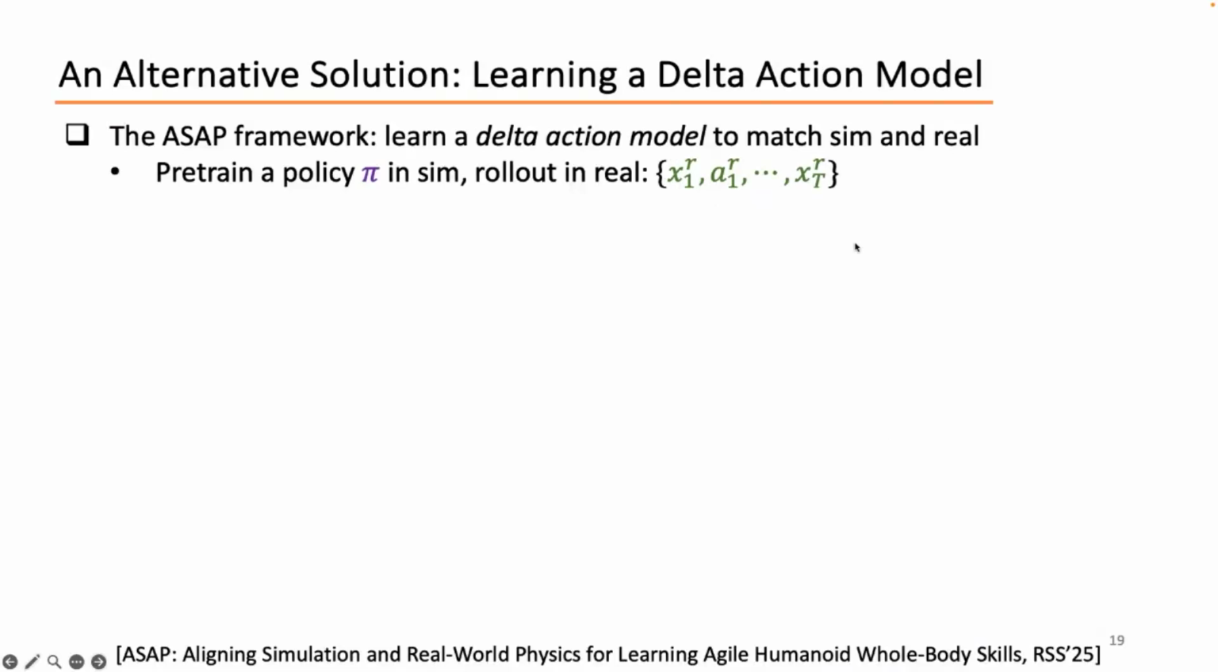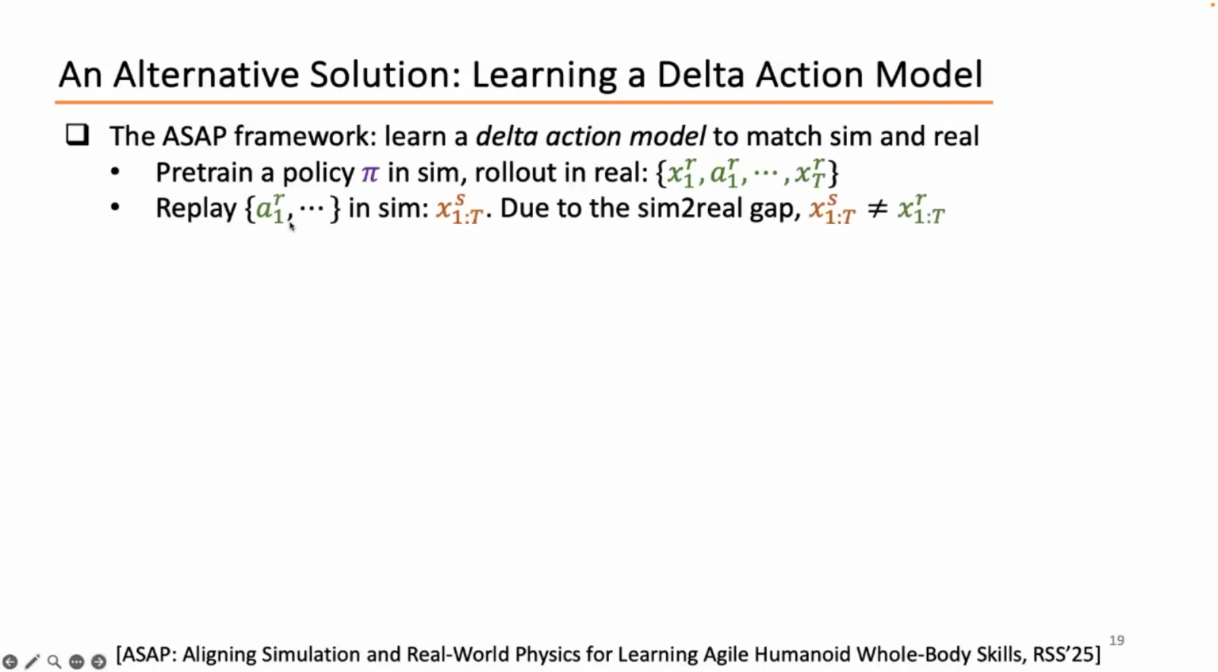It's a trajectory in the real world. And then we're gonna replay this action trajectory AR in simulation. We just replay it in simulation, like open loop, right? And we get a state trajectory XS. The superscript S means simulation. And because we have a Sim2Real gap, XS will be different from XR. Otherwise, you have perfect simulation.